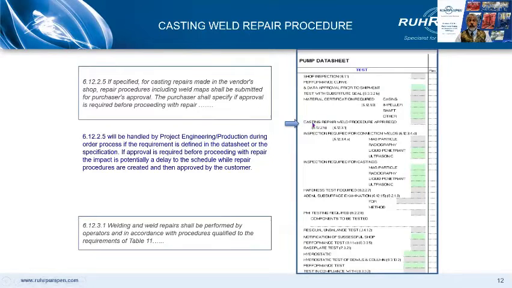Casting weld repair procedure. This is usually required for any casting repair carried out after the casting leaves the foundry. Welding at the foundry is called production welding and is a normal procedure. It's documented at the foundry, but it's not a weld repair. After the final casting heat treatment, any further welding from that point is a weld repair.